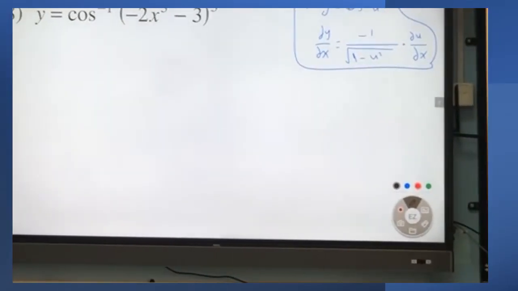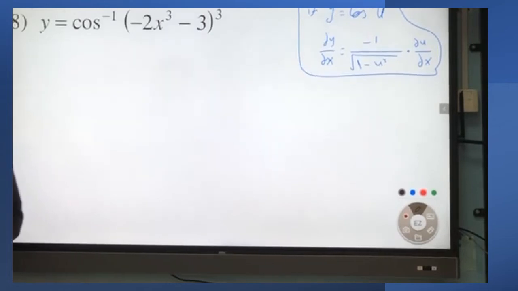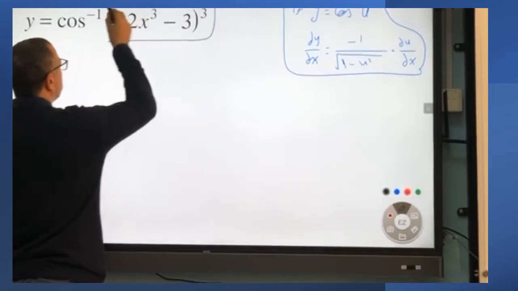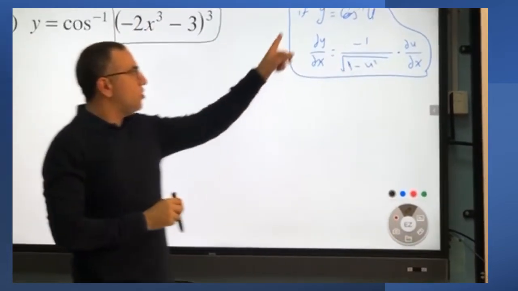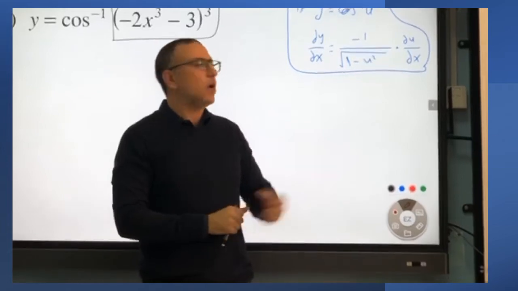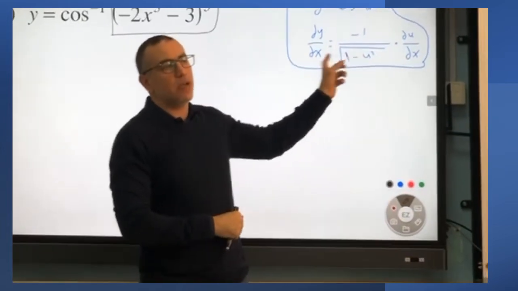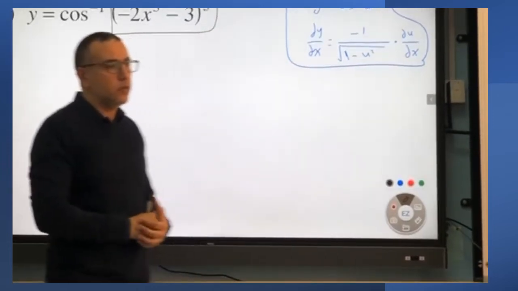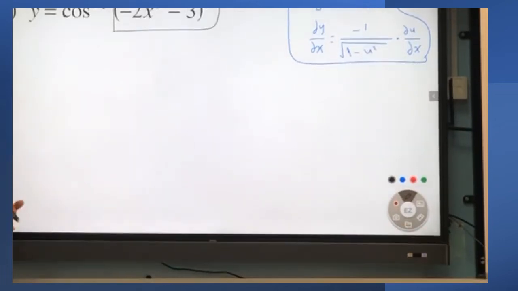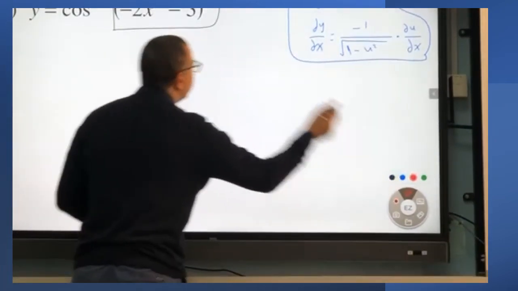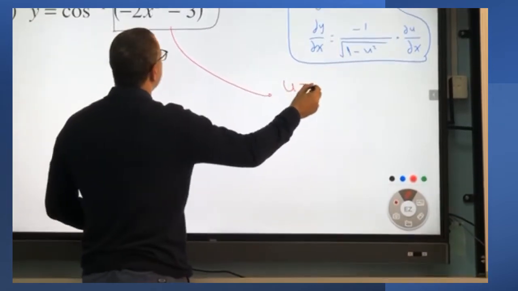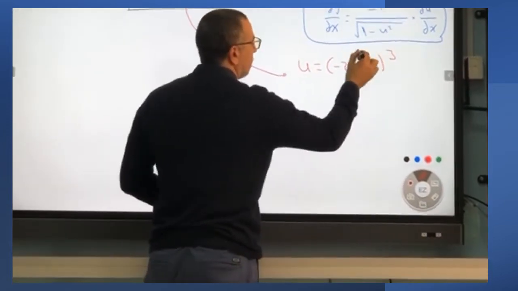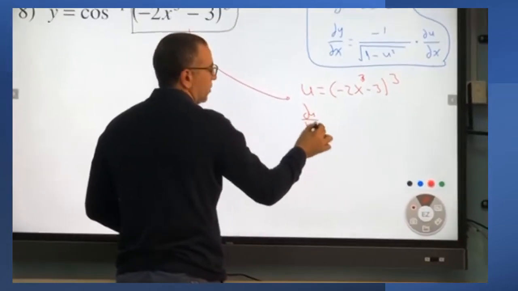Number 8 and the last question for today. Y is equal to cosine inverse of (negative 2x to the power 3 minus 3) all to the power 3. Notice that this is u. And the derivative of cosine inverse of u is equal to negative 1 divided by root 1 minus u squared, du by dx. So I prefer if you can write down this one here as u: (negative 2x to the power 3 minus 3) all to the power 3, and find the derivative of u with respect to x.